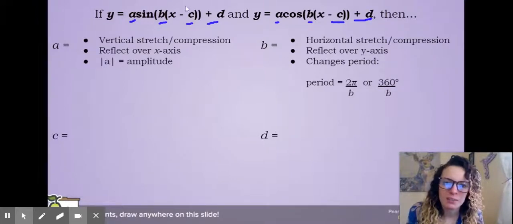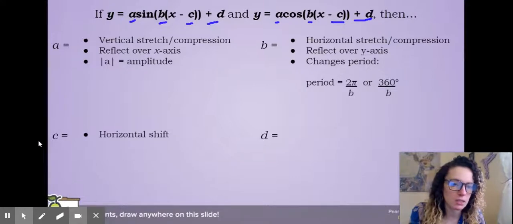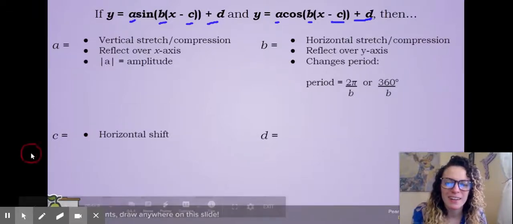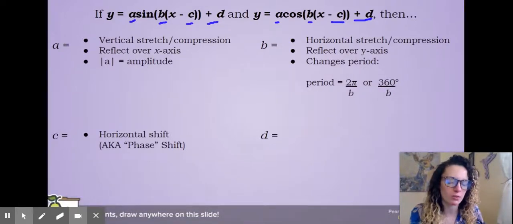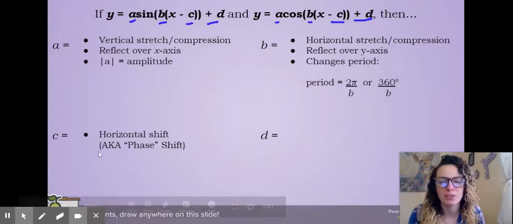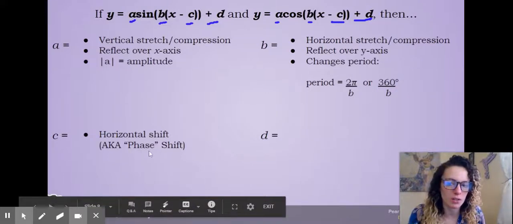With C, since C is inside parentheses but now being added or subtracted, it provides your horizontal shift. In these trig graphs, we call it a phase shift, and I honestly don't know why. So instead of asking for a horizontal shift, the question will ask for a phase shift, and it's just talking about whatever the horizontal shift is.